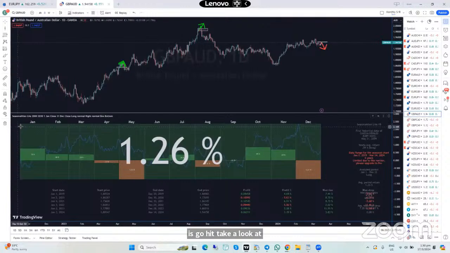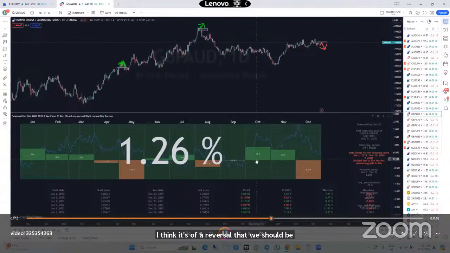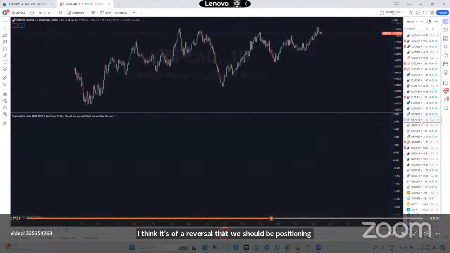Pound Aussie, again, back in Jan would be a nice place to trade. Other than that, we are really at a tailwind already. I think it's more of a reversal that we should be positioning ourselves for this kind. Maybe I'll share more next time, but let's skip for now.